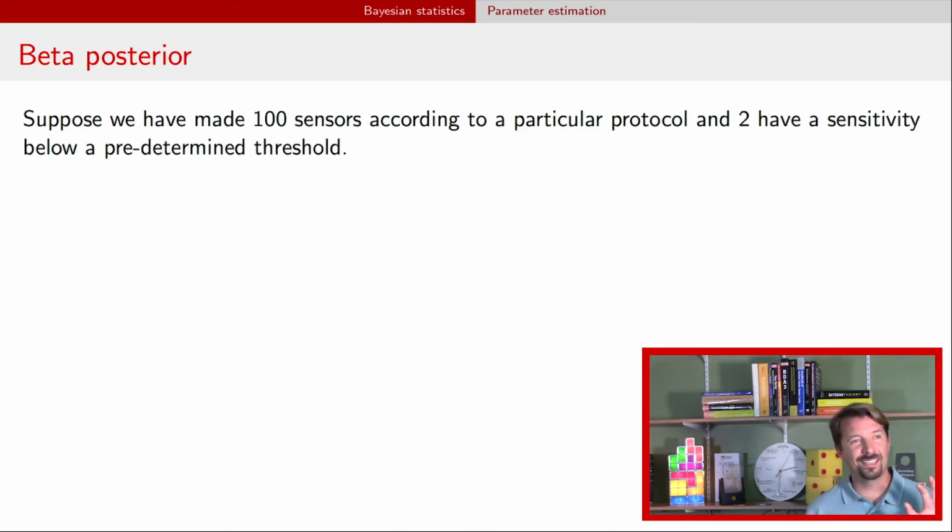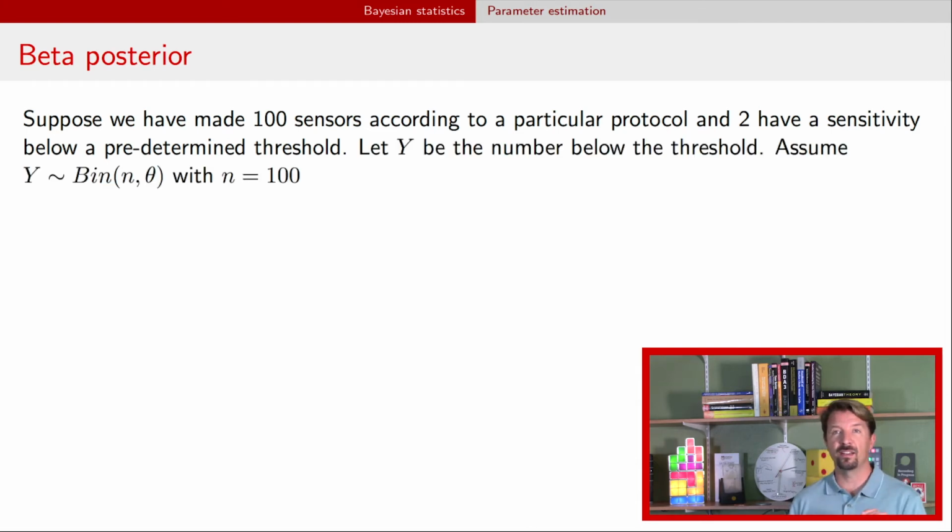Okay, so let's get a concrete example here. We have a binomial experiment where we have, say, 100 sensors, and 2 of those sensors have a sensitivity that's below some predetermined threshold. Suppose that we call y the number that are below the threshold, and we assume that the observations are independent. Therefore, we have a binomial model with n equals 100 and theta, this unknown probability of success. Perhaps we have no other information, so we're just going to assume a uniform distribution for theta. That uniform, remember, is the same as a beta(1, 1).